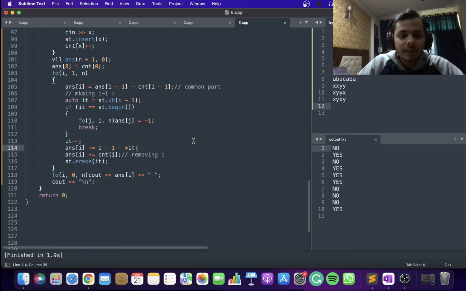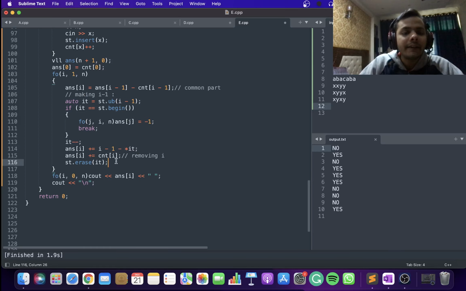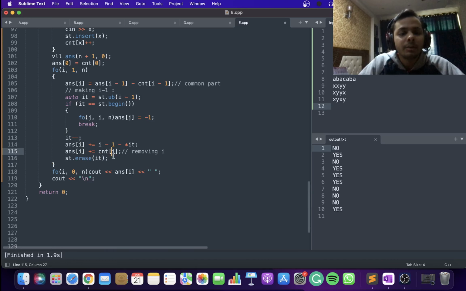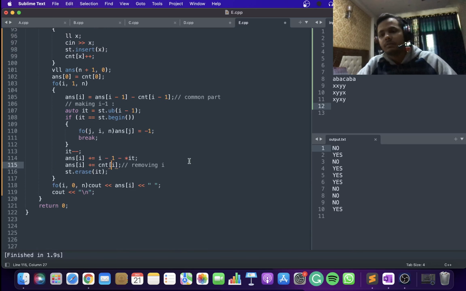So that's it. I will first of all add the common part, then I will add the number of operations to remove i, and then I will add the number of operations to make i minus 1. And that can be done using my multiset. And finally, I will also erase it from my multiset because it is no more available to me. And yeah, that is it. Then I will just output all the answers.